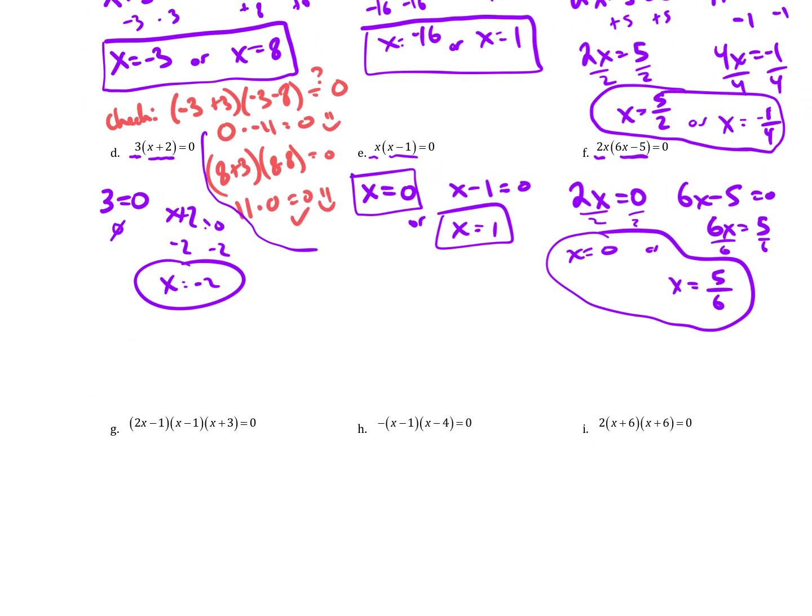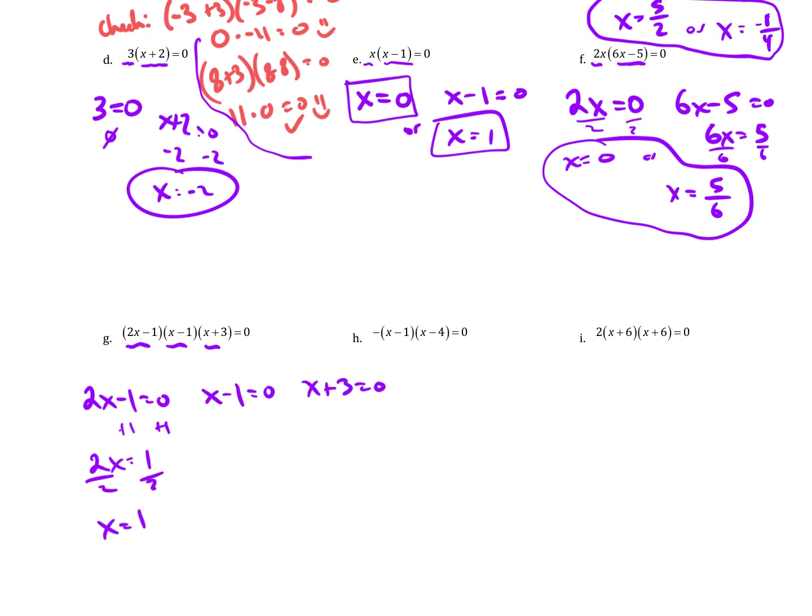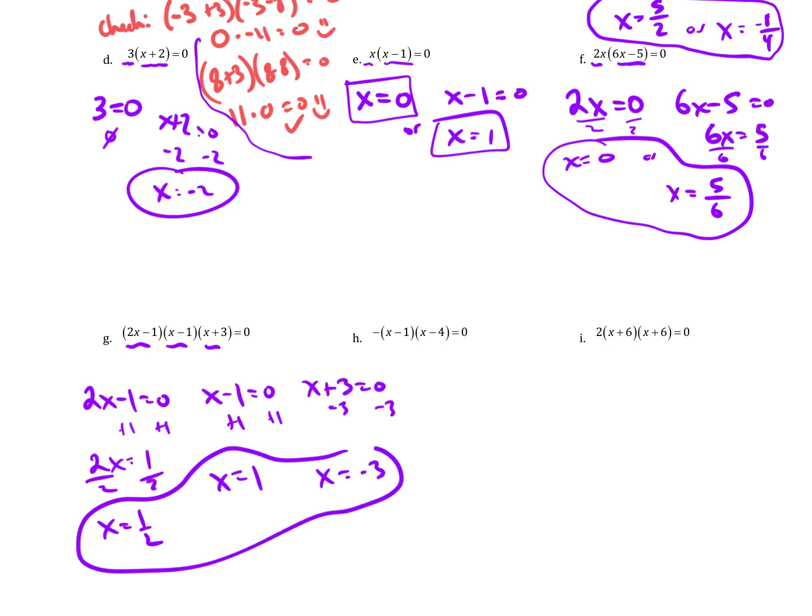Okay. Sometimes we might have 3 factors. That's okay. That's the great part about the zero product property. We just write each one equal to 0. So 2x minus 1 equals 0, x minus 1 equals 0, x plus 3 equals 0. So I got add 1, 2x equals 1, divide by 2, careful, it's 1 over 2, so that's 1/2. Add 1, x equals 1, subtract 3, x equals negative 3. So this problem has 3 answers.